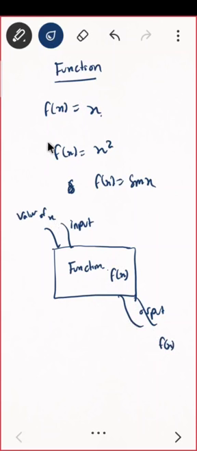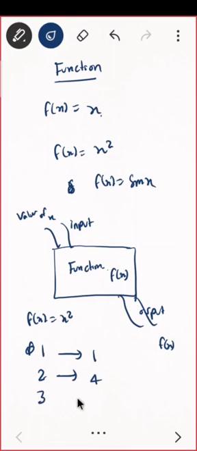This is my output. Suppose I am giving a function f of x equal to x square. So if I am putting the value 1, that 1 is my input, so what I am getting as answer is 1 only. If I put 2 as input, then what is answer? The answer is 4. That means it is squaring the number, correct? If I put 3 as the input, then I am getting 9. So this is how you should understand what is a function. Function is like a machine where I have to put an input and I have to get an output.